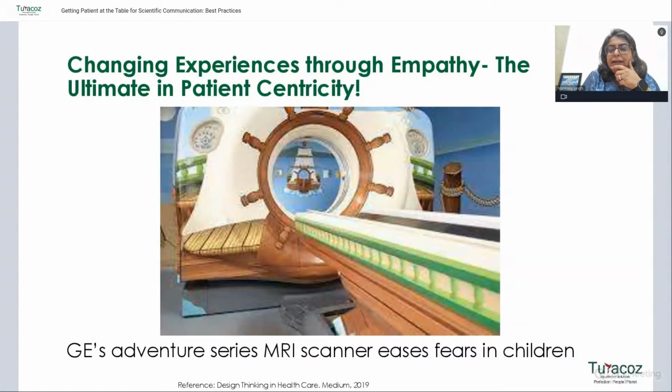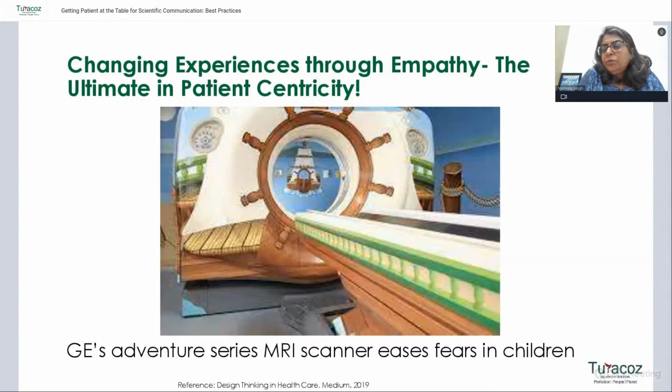Now, I would like to end the session today with a very interesting example, which I read somewhere. This was specially for children. When children were undergoing MRI for their diagnosis, they used to cry a lot, and the MRI centers had to sedate these children. So they had to have anesthetists who came and sedated the children. And in case an anesthetist was not available at that time, the MRIs had to be rescheduled.